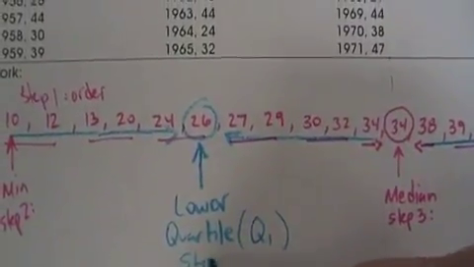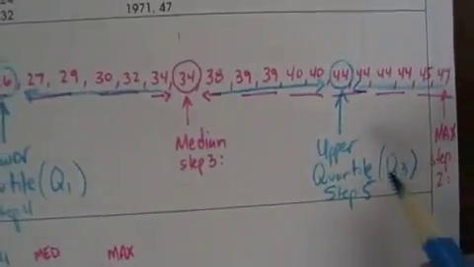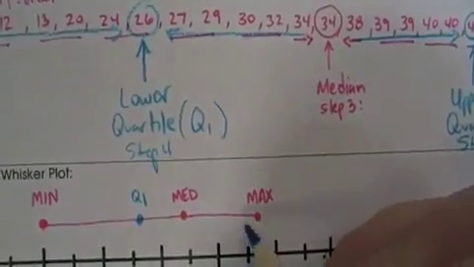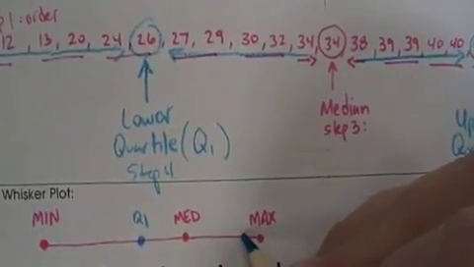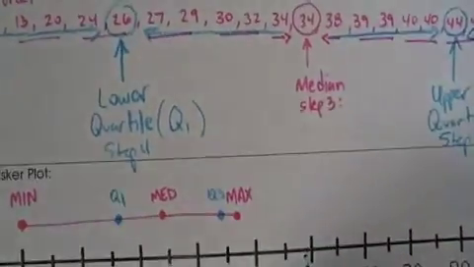So this right here was actually step 4. This right here is step 5. And of course I'm going to plot the upper quartile on the graph now. It's 44. So here's 45. I'm going to go just before 45 and mark 44, and I'm going to put that that's Q3.